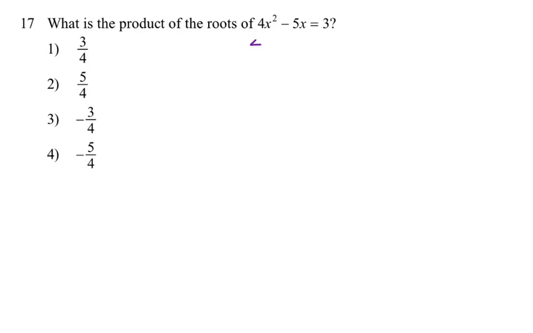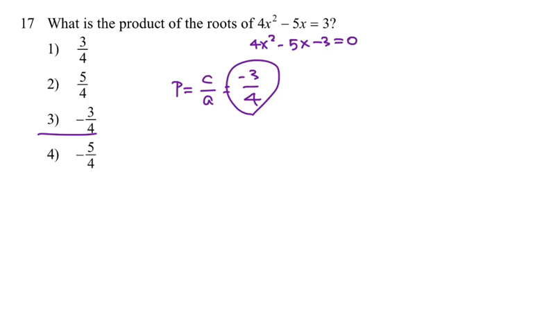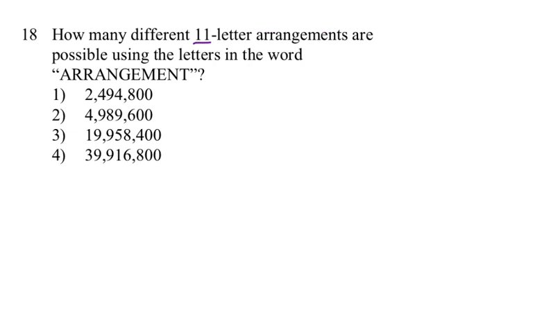Number 17. Sum and product, you should know this one. So first I'm going to move 3 over to the other side, so we get 4x squared minus 5x minus 3 equal to 0. But what is the product? That's c over a. Then simply our answer becomes negative 3 over 4, which is choice 3. Alrighty, let's look at the next question.